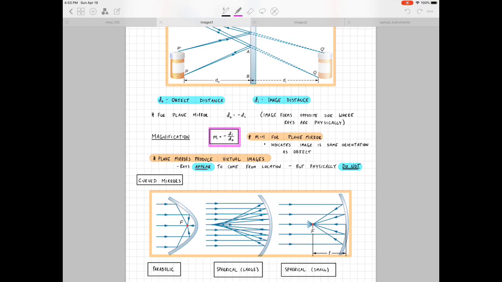The next thing we want to think about is moving past a plane mirror and start thinking about, well, what happens if your mirror surfaces are curved?